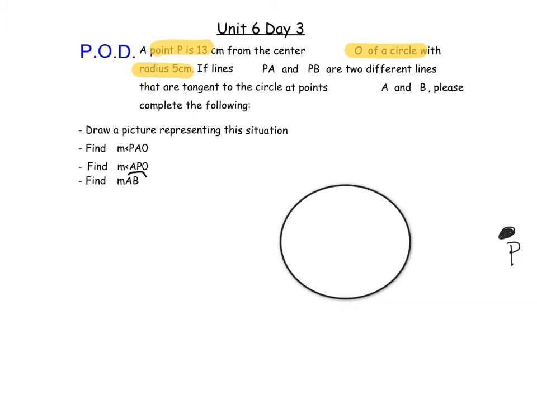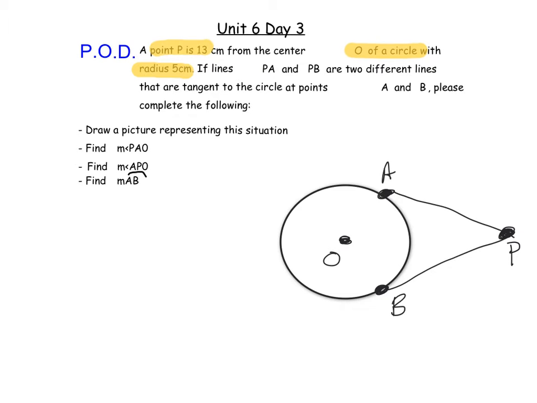There's P. And then it says PA and PB are two different tangent lines going to the circle. So I know that there has to be a point right here. We'll call this point A, and I'll call this here point B. And I guess I should have labeled the center of my circle O. And I know that these are tangent lines, so that connects here and that connects here. Those intersect the circle one time.